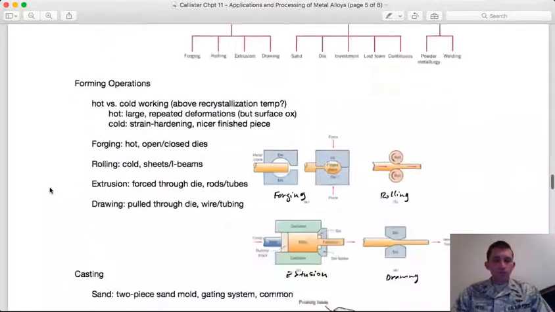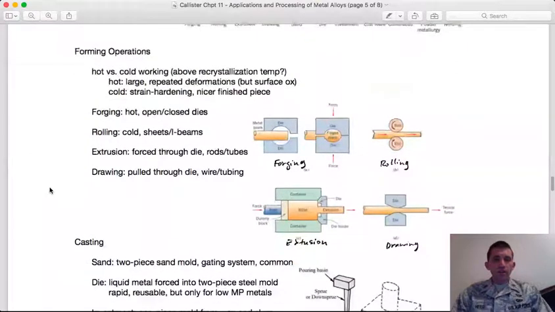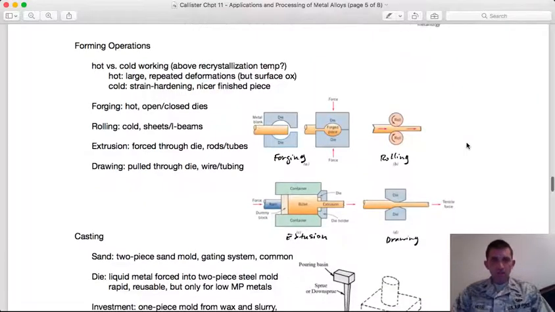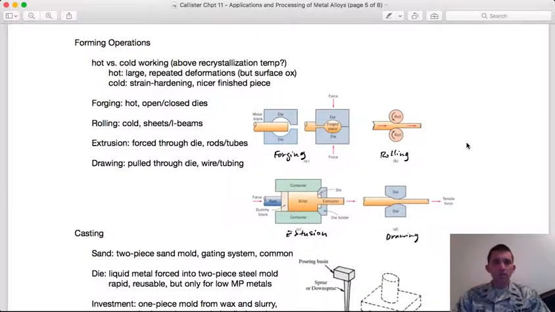Okay, so I've introduced a little bit there. Again, with the forming operations, grab some figures here from the text to kind of quickly illustrate what we're talking about here. With the forming operations, they can be done either hot or cold, right? So you have hot working and cold working. The difference here is whether or not you're above the recrystallization temperature.